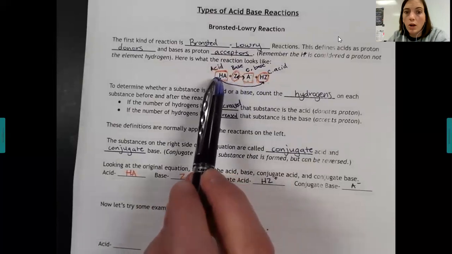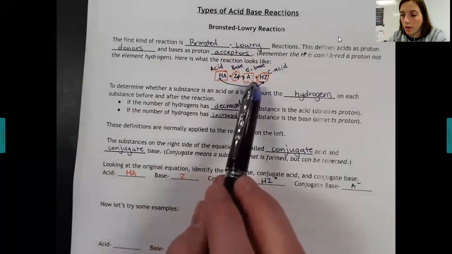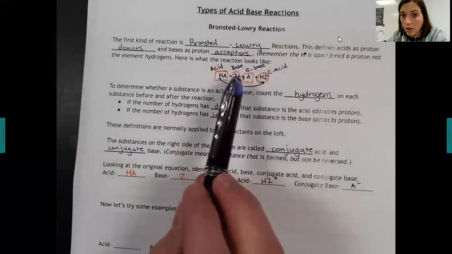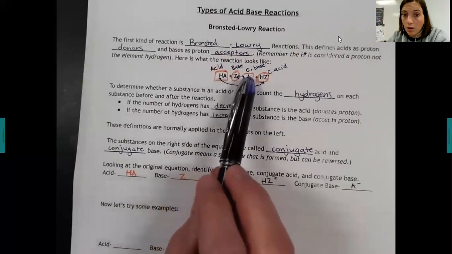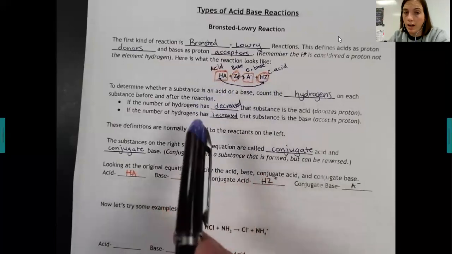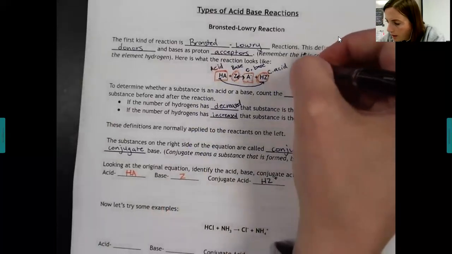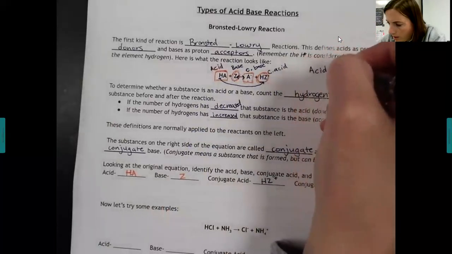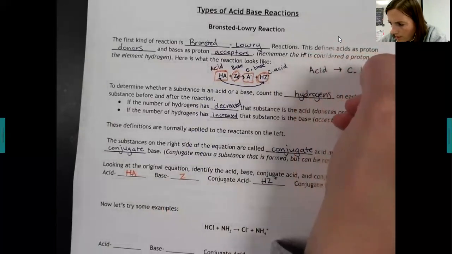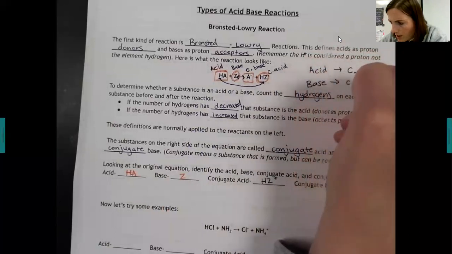Once you identify the acid and the base, look at the partner on the other side of the equation. The acid is always paired with the conjugate base, and the base is always paired with the conjugate acid. If you want to write that down: acid goes with the conjugate base, and the base goes with the conjugate acid.